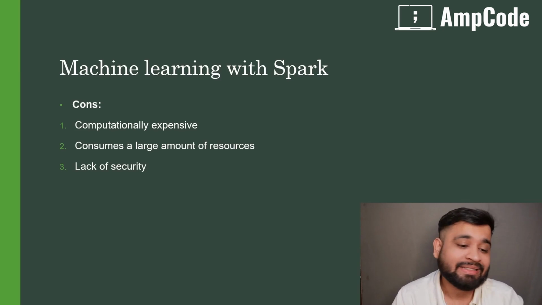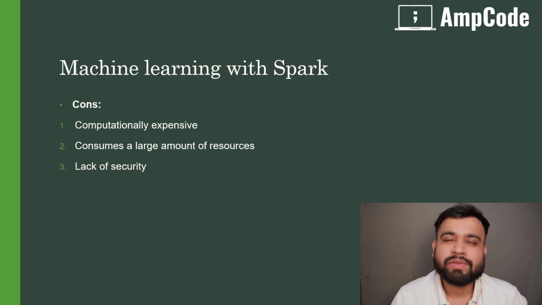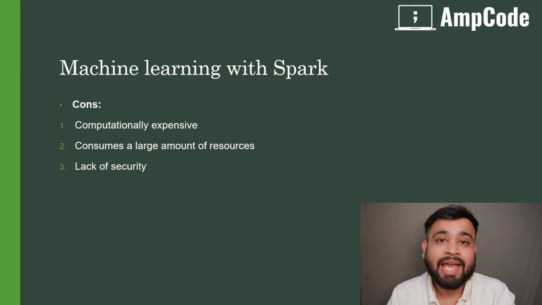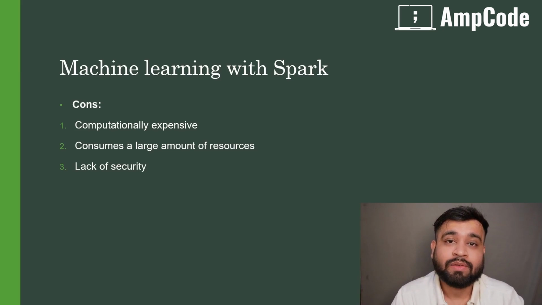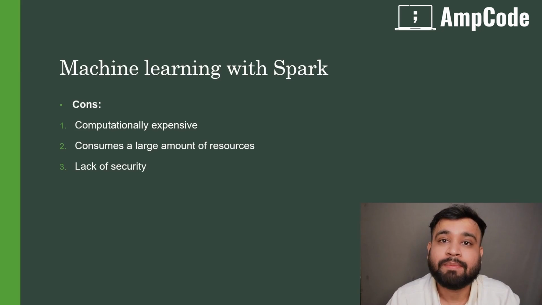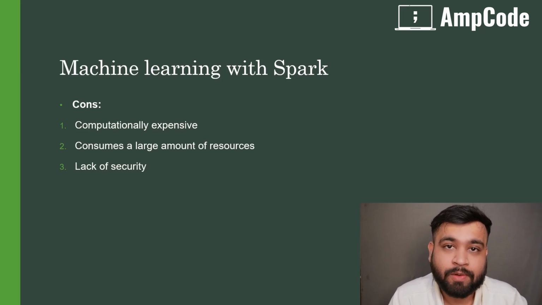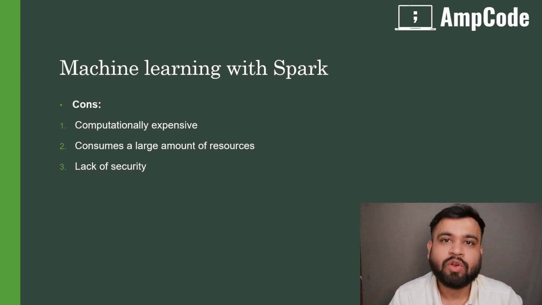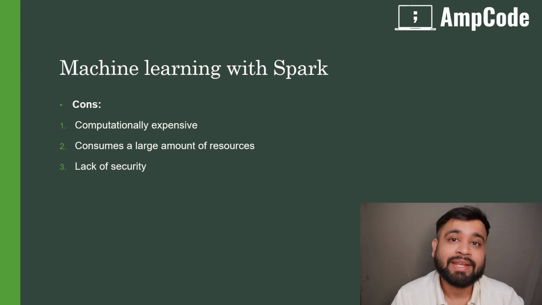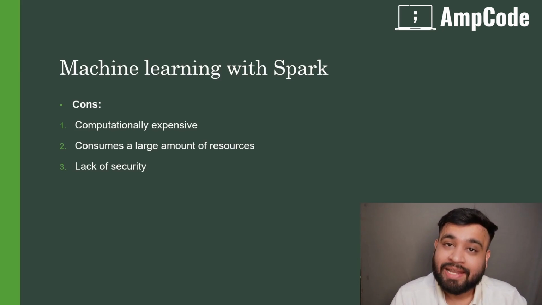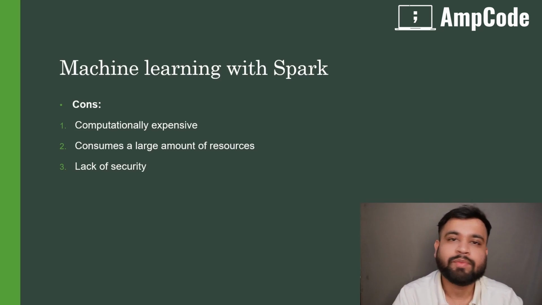And the next one is the lack of security. Since we are using RDDs and data frames, that data is present in an unencrypted format. That's why sensitive information like customers' PII, transactional details, or healthcare and medical records could be a potential risk to handle in Apache Spark, because it does not give you encryption capability out of the box, and handling that kind of data would not be a good choice for Apache Spark. So these are some of the cons of using the machine learning library in Apache Spark.